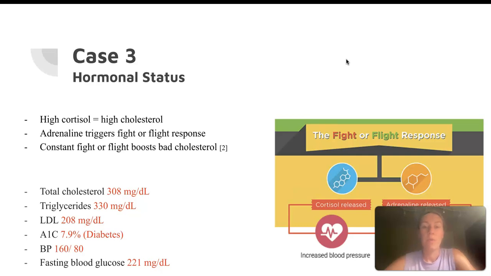And adrenaline is another hormone that can also trigger our fight or flight response throughout our body. And so when we are in a constant fight or flight response, this boosts our low density lipoproteins and very low density lipoproteins, aka our bad cholesterol as well. So there definitely needs to be a lot of changes to improve this patient's cholesterol and just all around cardiovascular health.